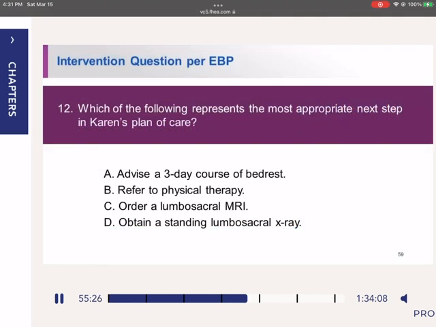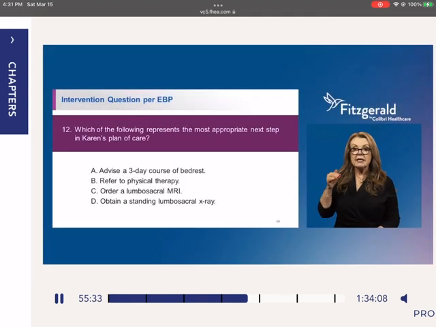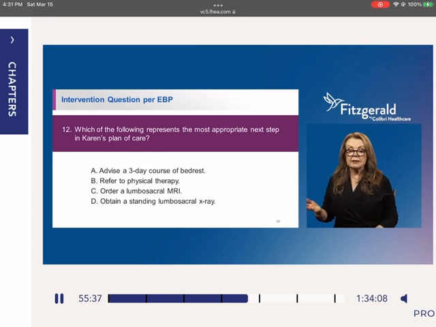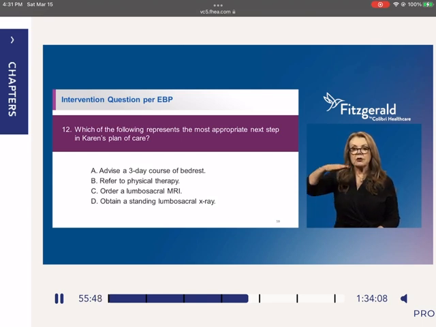Question 12, which of the following represents the most appropriate next step in Karen's plan of care? A, advise a 3-day course of bed rest. B, refer to physical therapy. C, order a lumbar sacral MRI. D, obtain a standing lumbar sacral X-ray. Right? So let's start with D and work our way up.